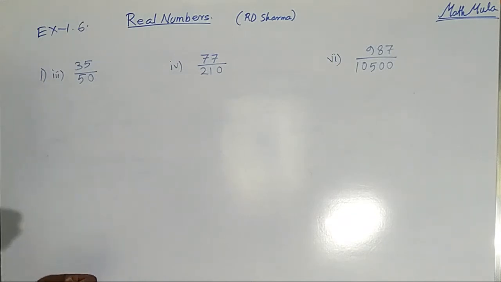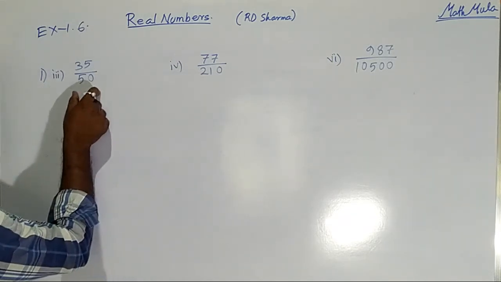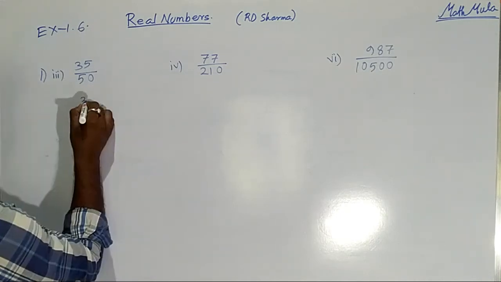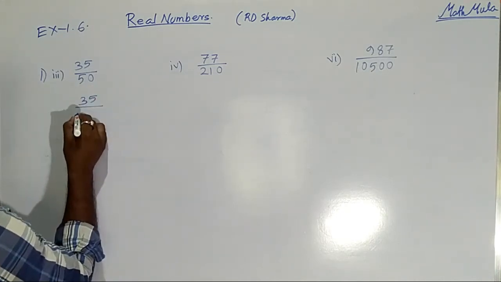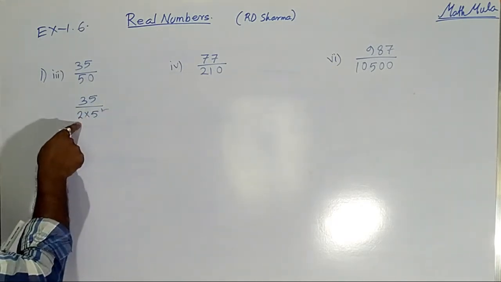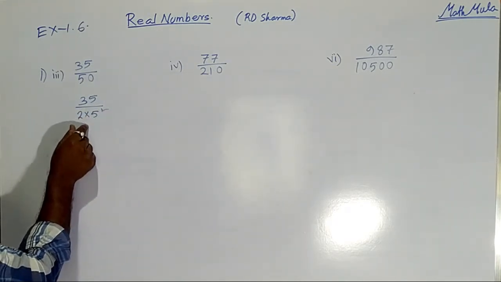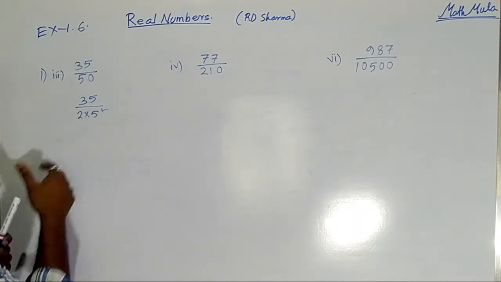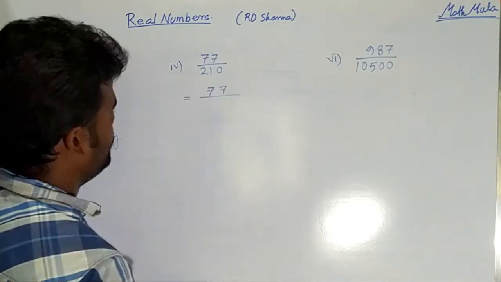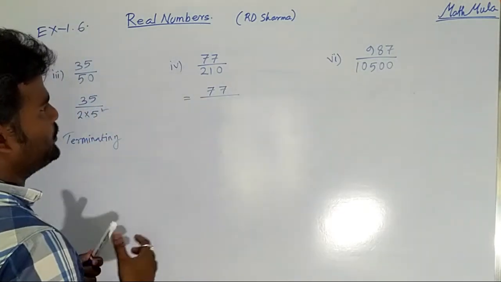First, we try to express the denominator in the form 2 to the power m into 5 to the power n. Let's try. 50 can be written as 2 into 5 square. Now look, the denominator is in the form 2 to the power m into 5 to the power n. So this is terminating. Now for this number, we express the denominator as the product of prime factors.